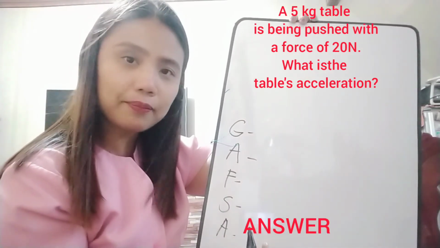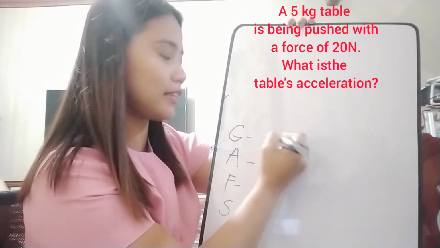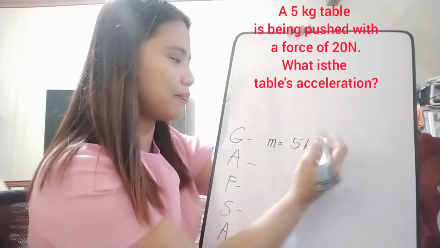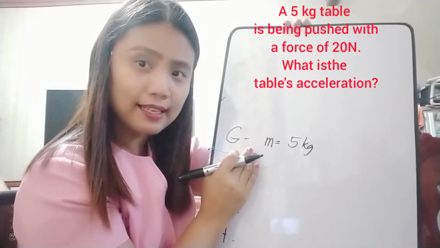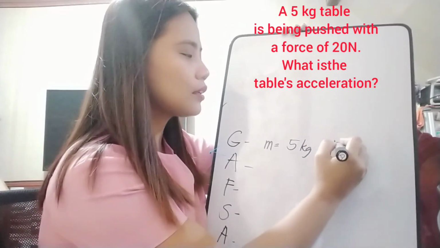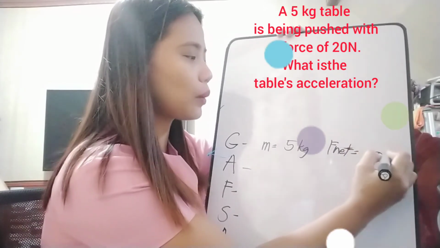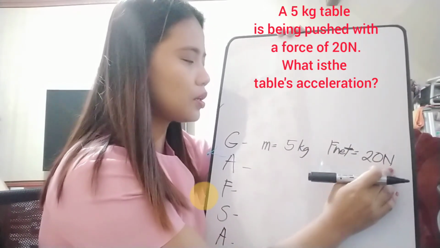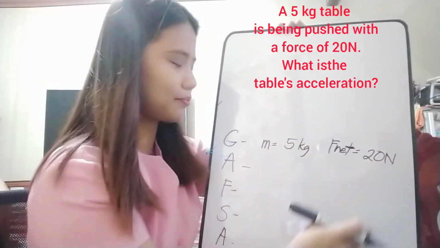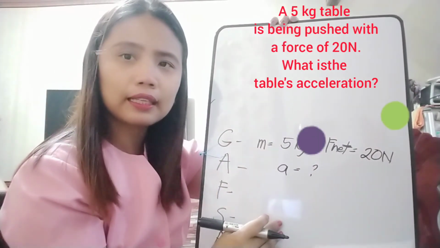In the given problem, our given are the following. The mass of the table is, very good, we have 5 kilogram. Kilogram is the unit of mass. The force that acts on the table is equal to 20 Newton. Newton is the unit of force. Then, we have to compute for the acceleration of the table.